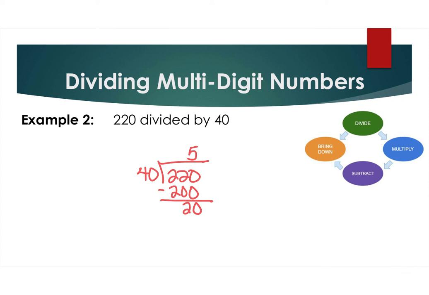So I have a remainder of 20. So I'm going to add a decimal point here and a 0. 40 can go into 200 5 times. 5 times 40 is 200. I subtract, and that's 0.